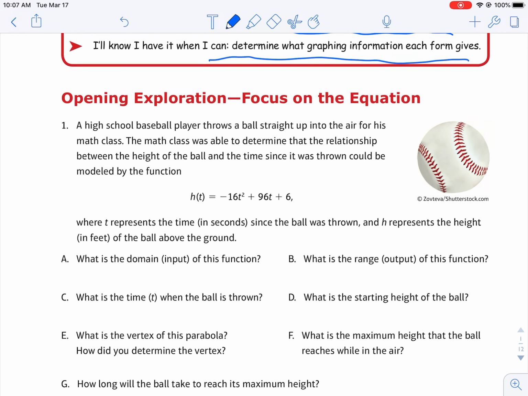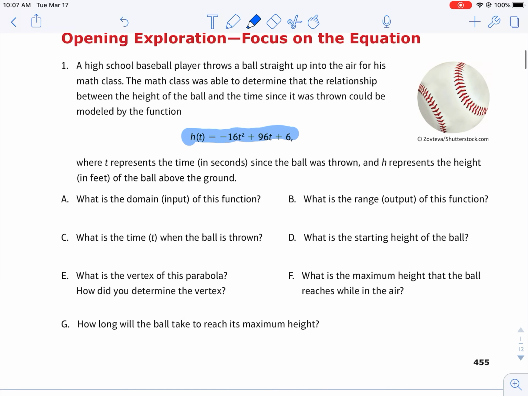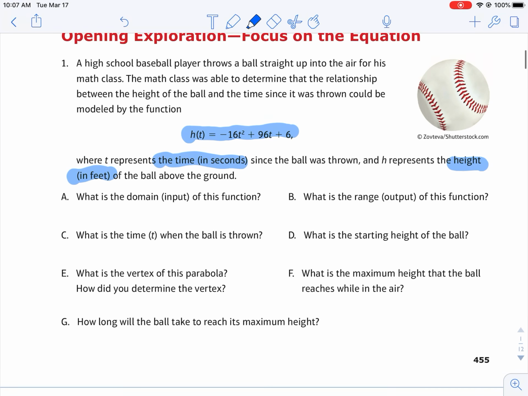Number 1 says a high school baseball player throws a ball straight up into the air for his math class. The math class will be able to determine that the relationship between the height of the ball and the time since it was thrown could be modeled by the function h of t equals negative 16t squared plus 96t plus 6, where t represents the time in seconds since the ball was thrown, and h represents the height in feet of the ball above the ground. What is the domain or the input of this function?